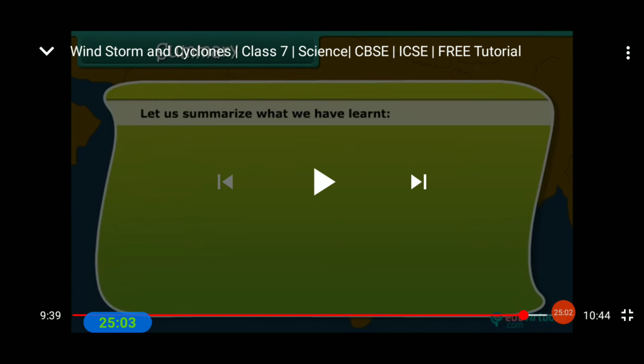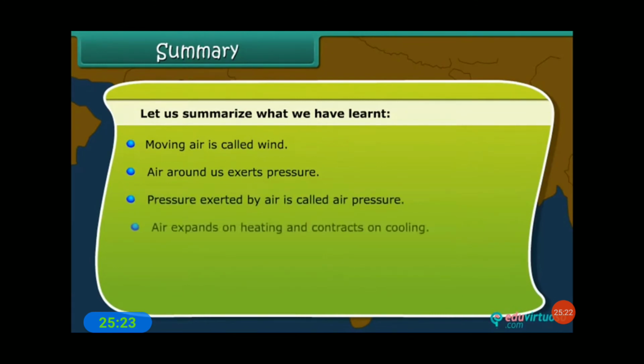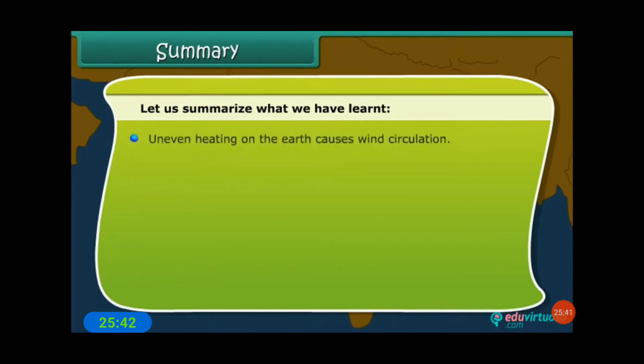Okay, students, let us summarize what we have learnt in this lesson. Moving air is called wind. Air around us exerts pressure. Pressure exerted by air is called air pressure. Air expands on heating and contracts on cooling. Warm air is lighter than colder air. When warm air rises up, air pressure at that place decreases, and the cooler air moves to that place. Uneven heating on the earth causes wind circulation.